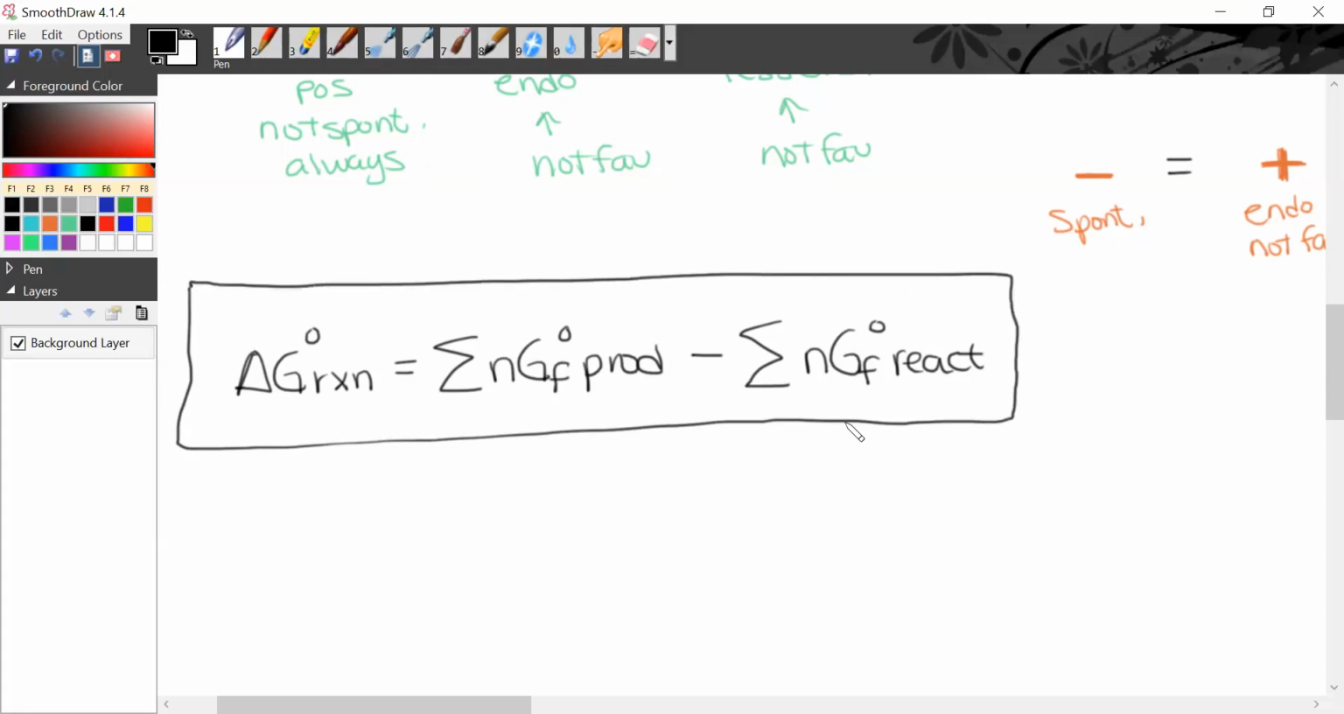We use this exact same formula for delta H of a reaction that we learned yesterday. You can use this exact same formula for the delta S of a reaction. You can always do the products minus the reactants, just like delta H.